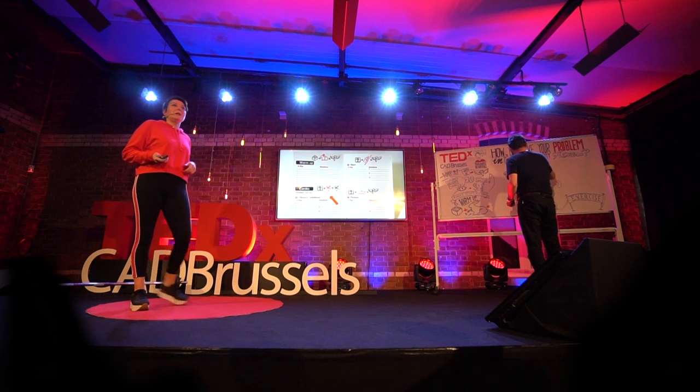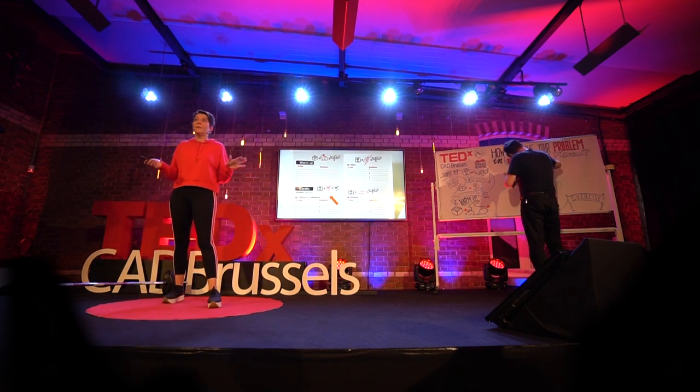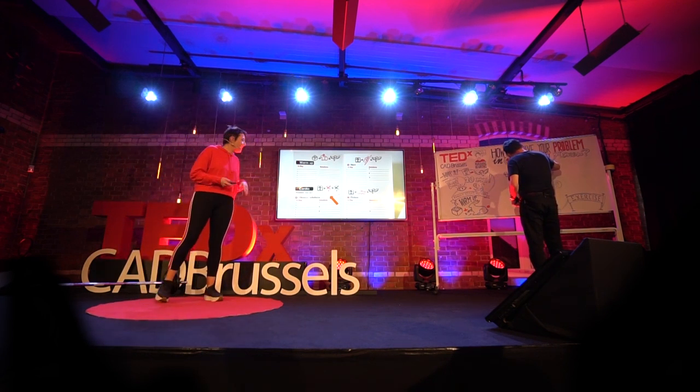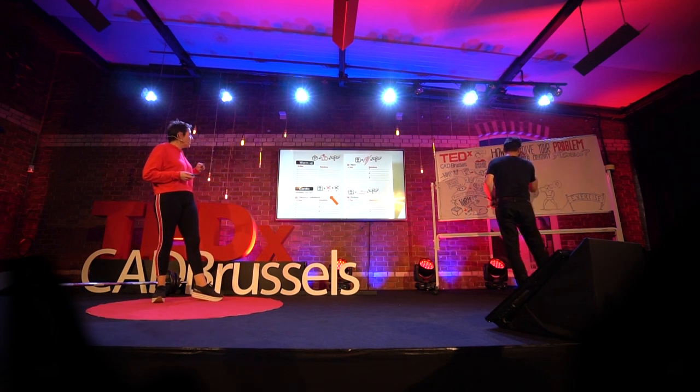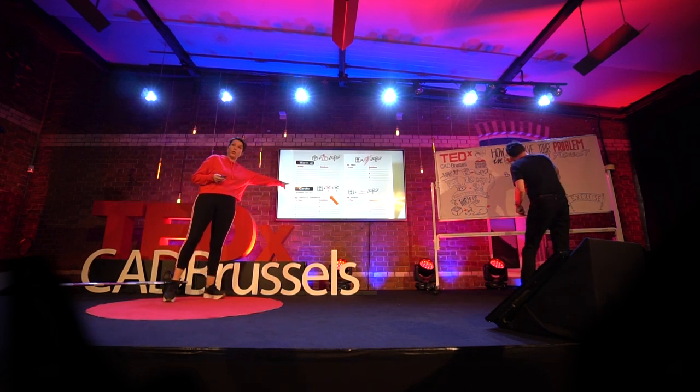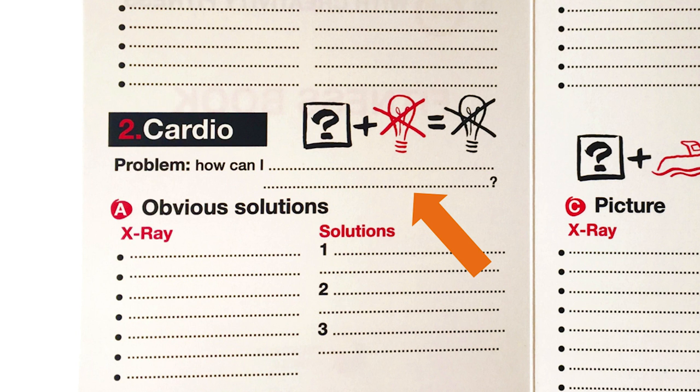Solution. Is everybody done writing down? Yes? Okay, great. So the next step I'm going to ask you to do, and the obvious solutions there, is to write 3 obvious solutions. So the 3 solutions that are not creative at all, the 3 solutions you sort of think about straight away.